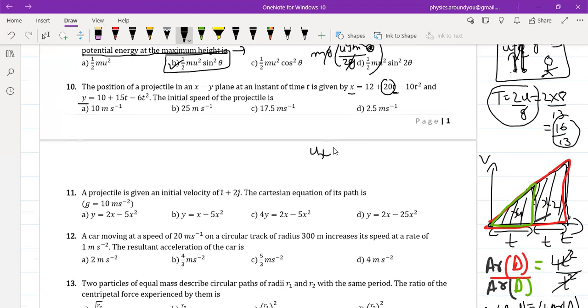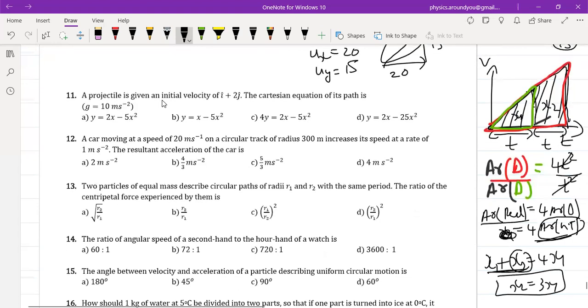So ux, the initial component of x, is around 20, and uy, the initial component of y, is around 15. With vectors, one arrow is 20, the vertical arrow is 15. How can you find the resultant, the overall vector? Square root of 20 squared plus 15 squared, which is square root of 625, around 25 meters per second. So the 10th one goes with B.